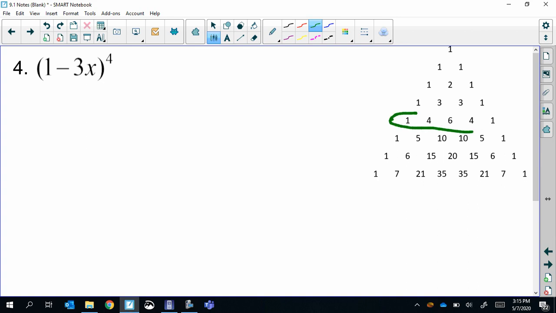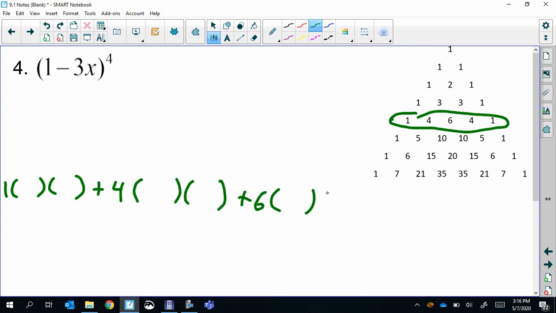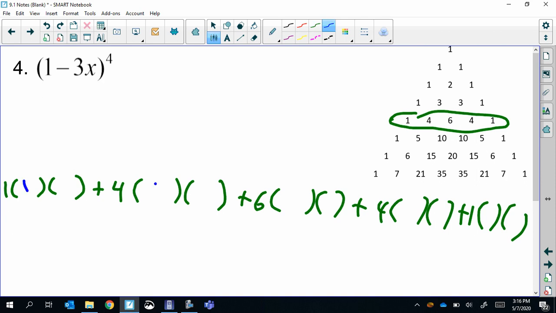All right, so here's our row. It's a 4 for the exponent, so we're at row 4 there. So we're taking our numbers, 1, and then 4, and then 6, 4, and 1. Now we'll fill in the variables, or the terms, I guess, that go there. Negative 3x. And last, we're going to fill in the exponents, counting from 4.